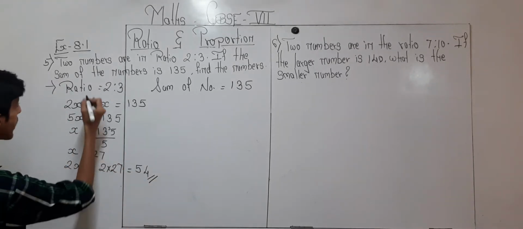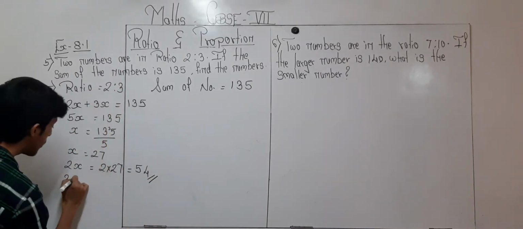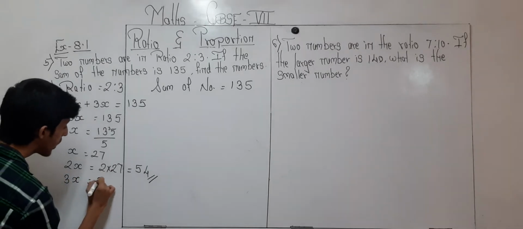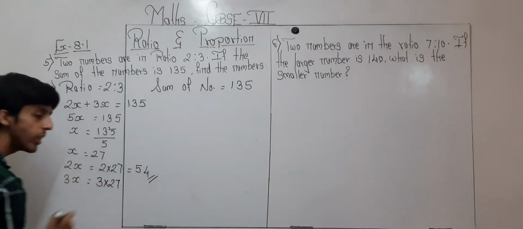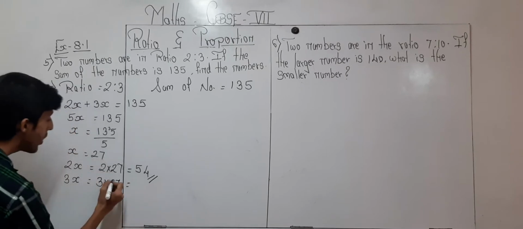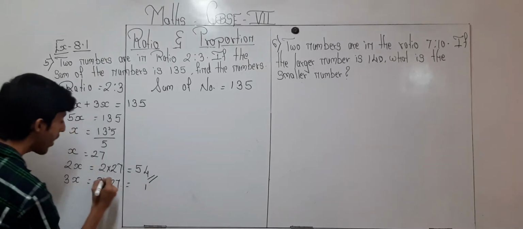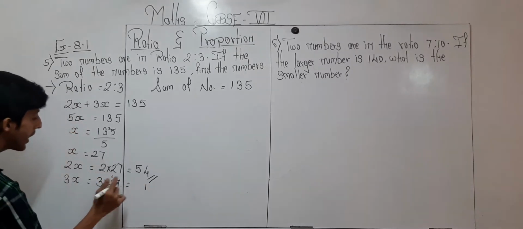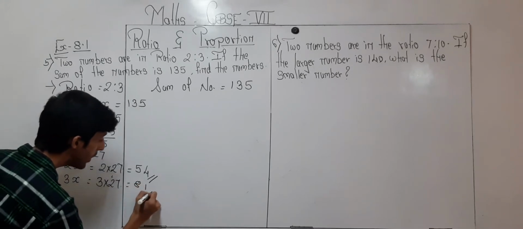And what is the other number over here? That is the 3x, as the ratio is 3x. So 3 into 27. Over here 7 3s are 21, 1, 2 will be carried over here, 6, 7, 8. So the other number is 81.